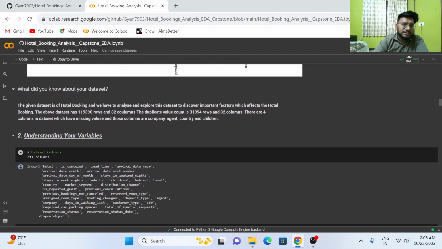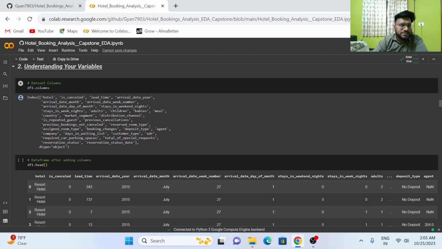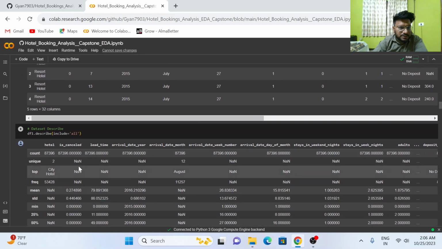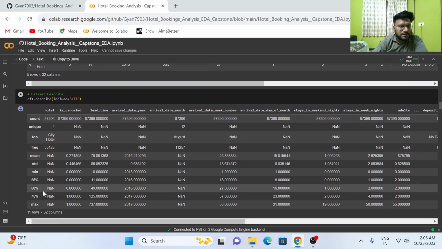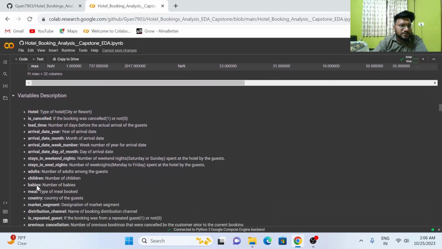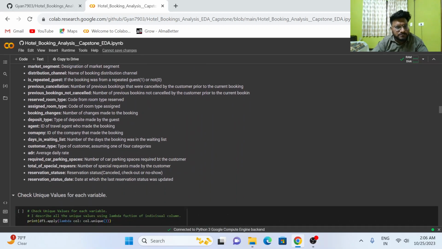So now we'll take a deeper dive into our variables. We'll understand our variables by using df1.columns, and we'll look into all the columns that are there. Next would be the description of the columns. The variable descriptions are also over here, which I have explained earlier also.